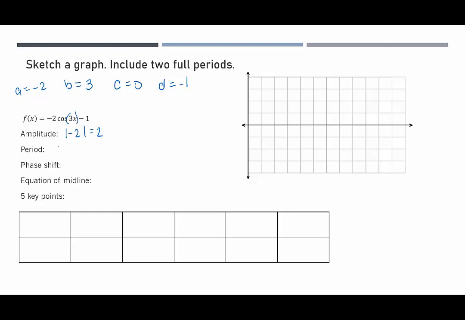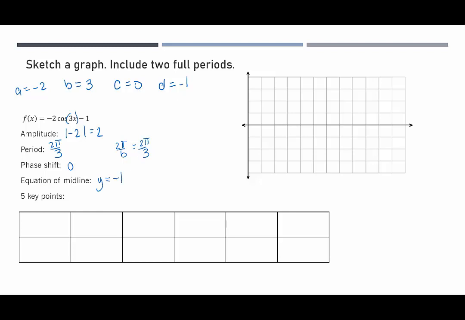The period, so to figure out the period, that is 2 pi divided by b. b is 3, so we're going to have 2 pi divided by 3. So one full period will be 2 pi over 3 units. That's going to be the distance from the first point of a period to its last point. The phase shift, since c is 0, 0 over 3, there is no phase shift. And the equation of the midline, this is y equals d, and d is -1.